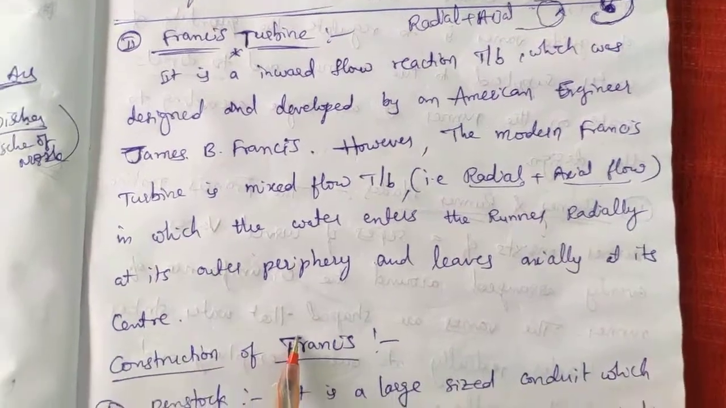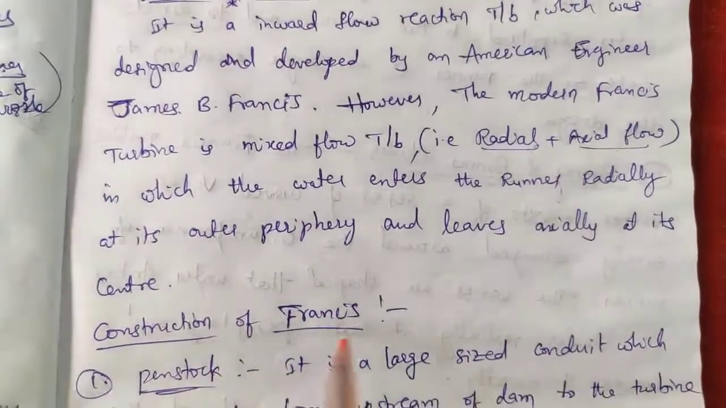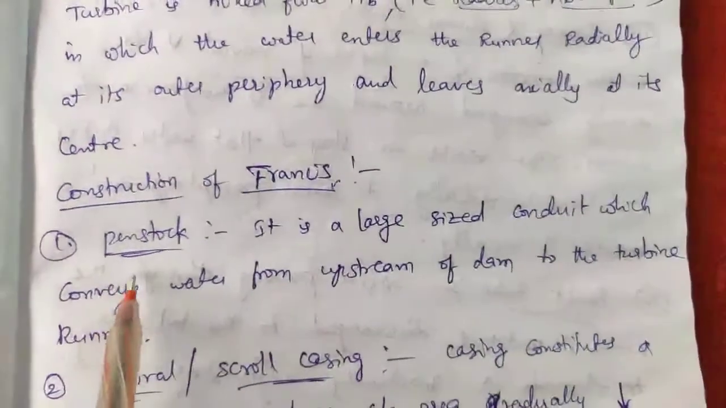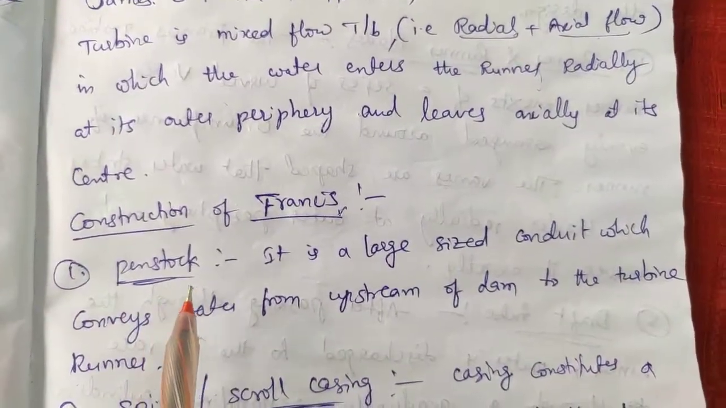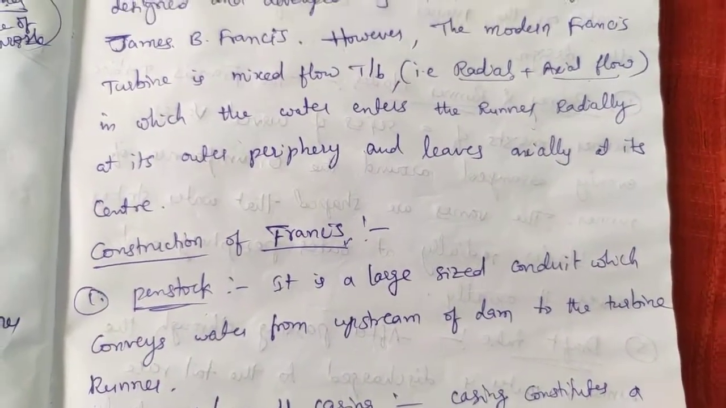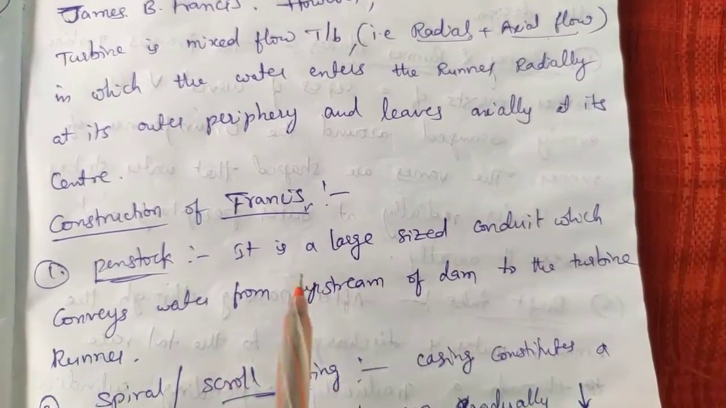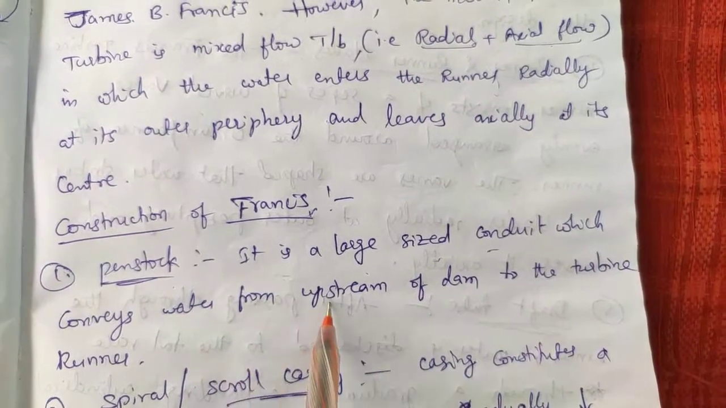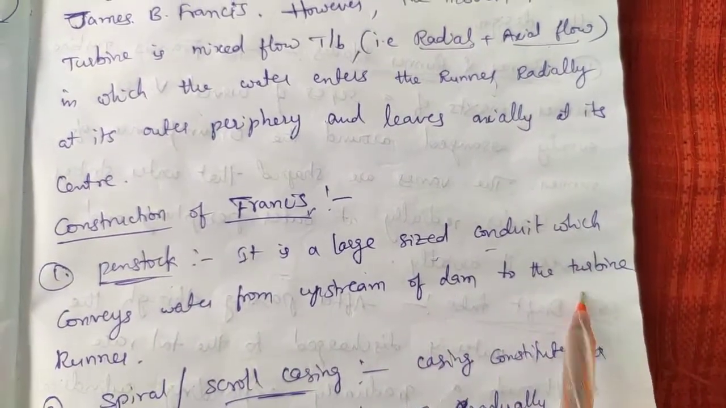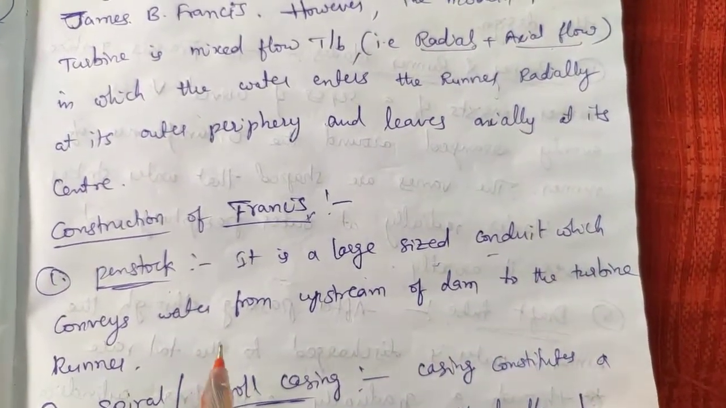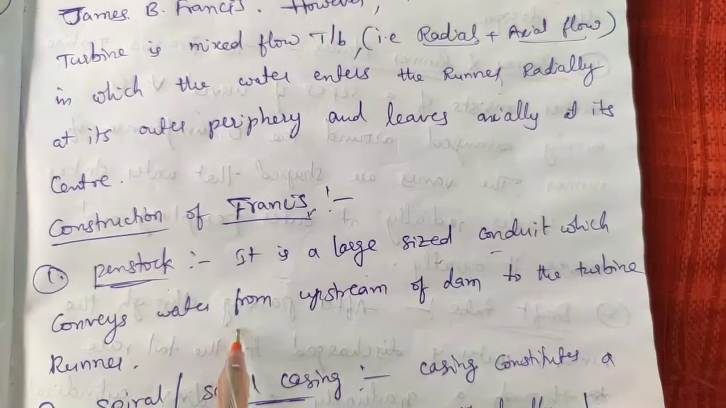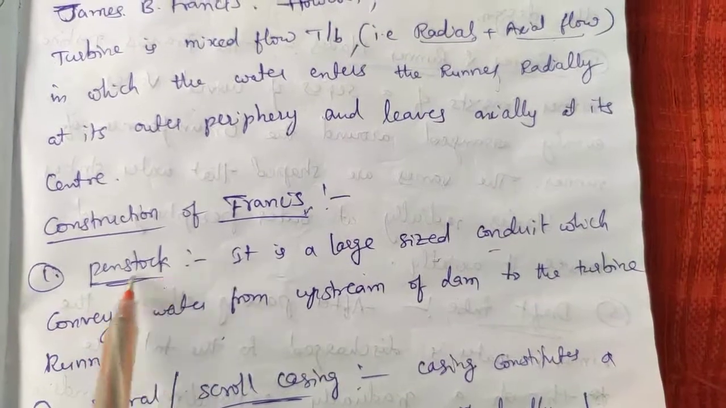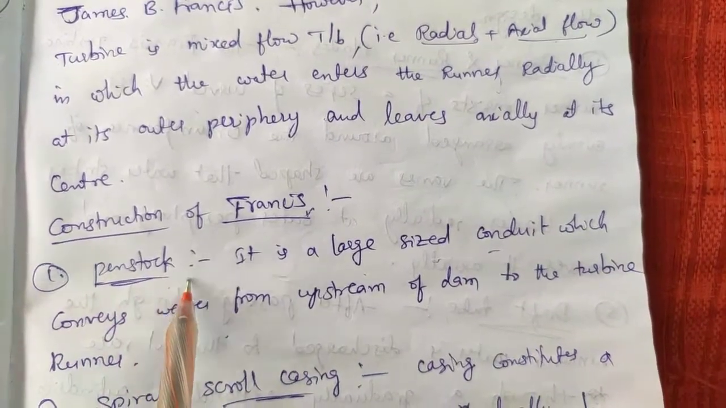So next we see the construction of the Francis turbine. The first part is the penstock. As you know all about the penstock, it is a large sized conduit which conveys the water from upstream of the dam to the turbine runner. Compared to the Pelton turbine penstock, the penstock used in the Francis turbine is larger in size.